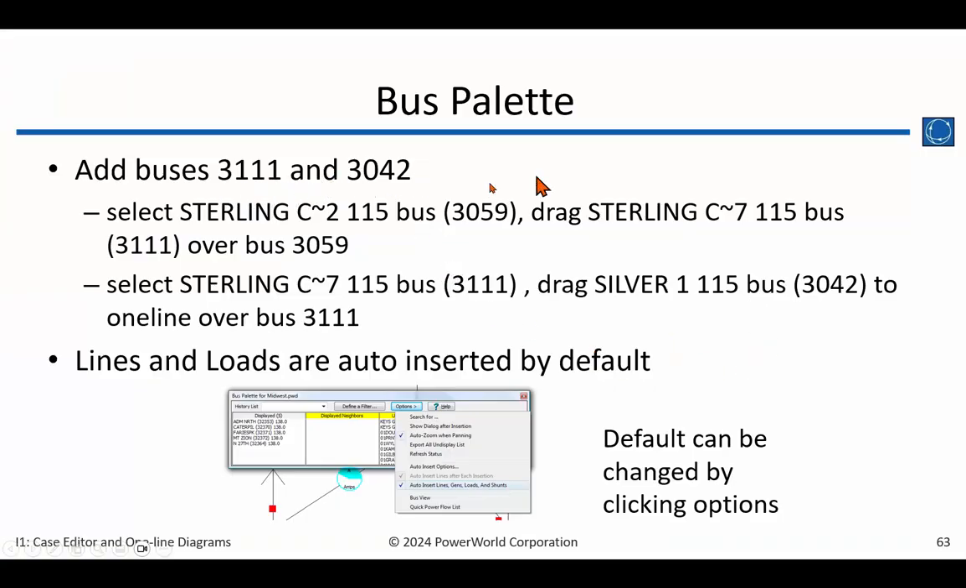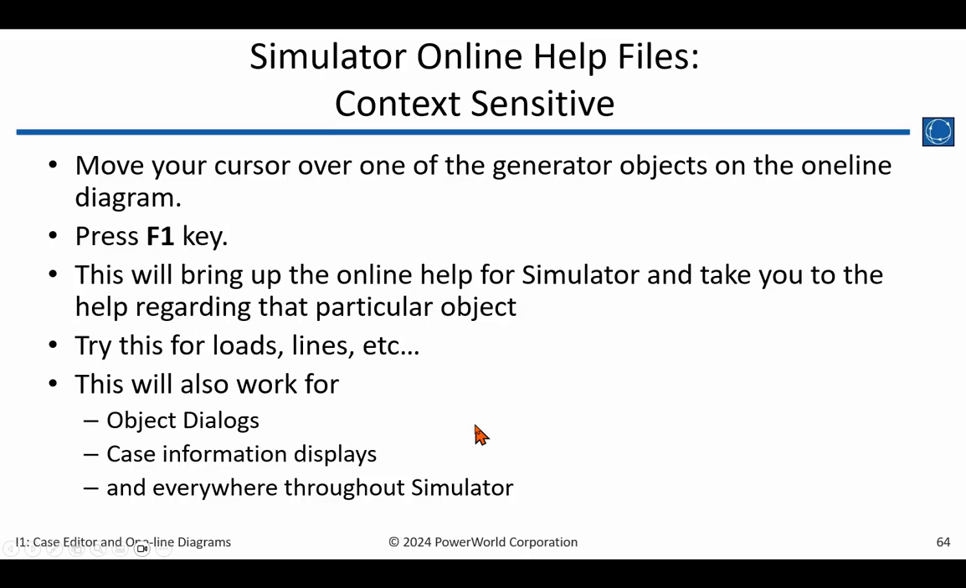So this next slide just describes what we did by adding some additional buses and then shows some of the options that are available on the bus palette. The next slide just describes that when you're in a one-line diagram, there's some help options that are context sensitive. So if your cursor is over a generator, for example, and you press the F1 key, it'll bring up help for that object. So you can experiment with that. It works for a lot of the objects that you can have on one-line diagrams, and then also in other contexts within Simulator, like an object dialog or case information display.